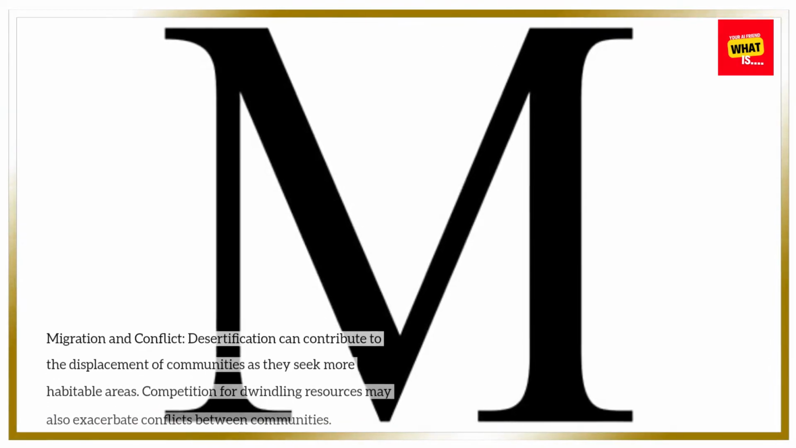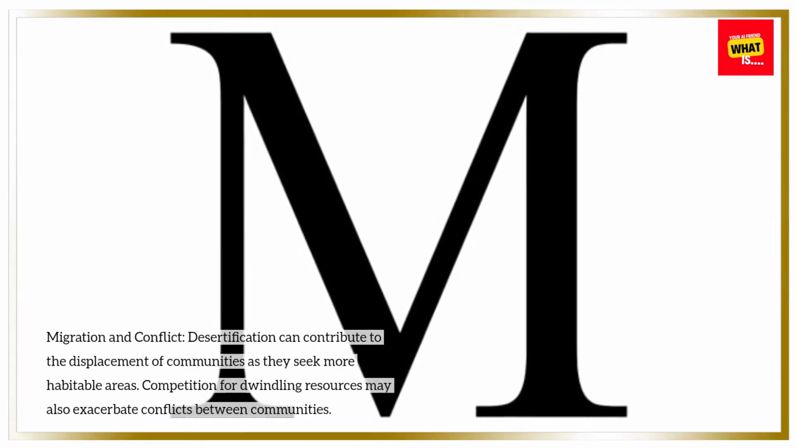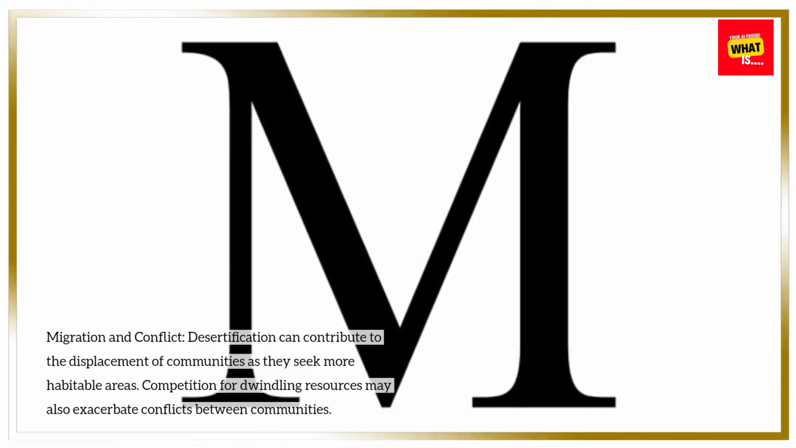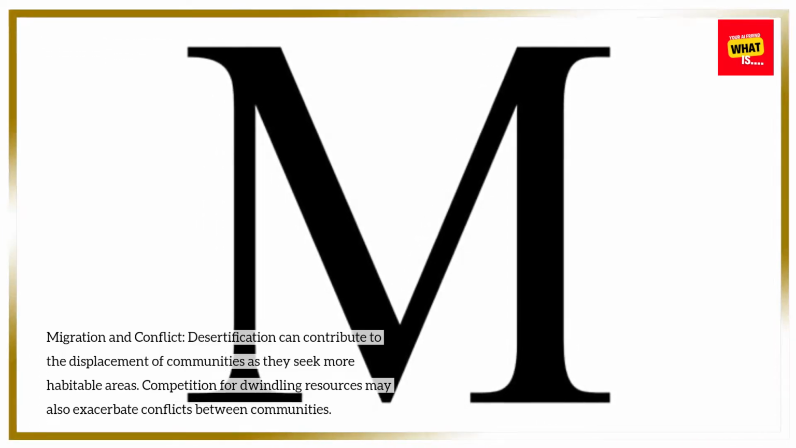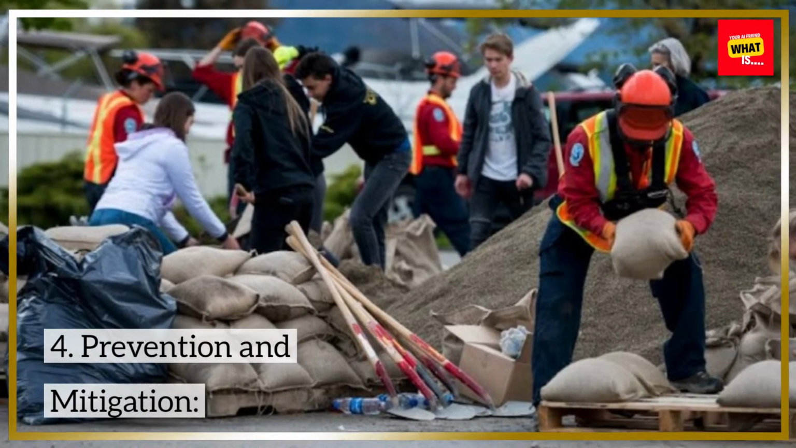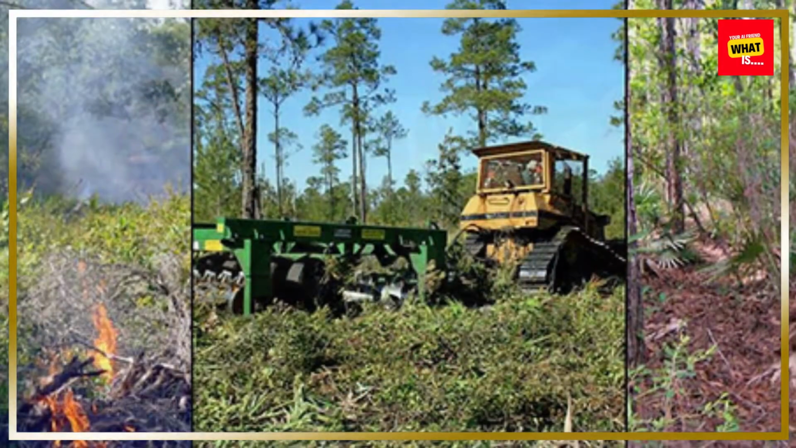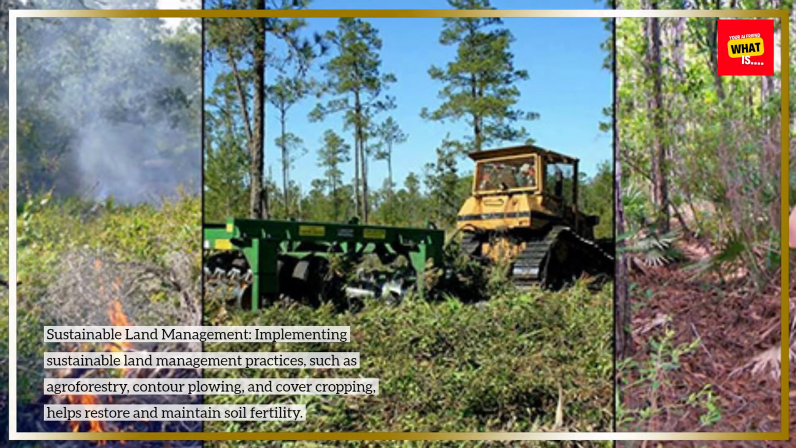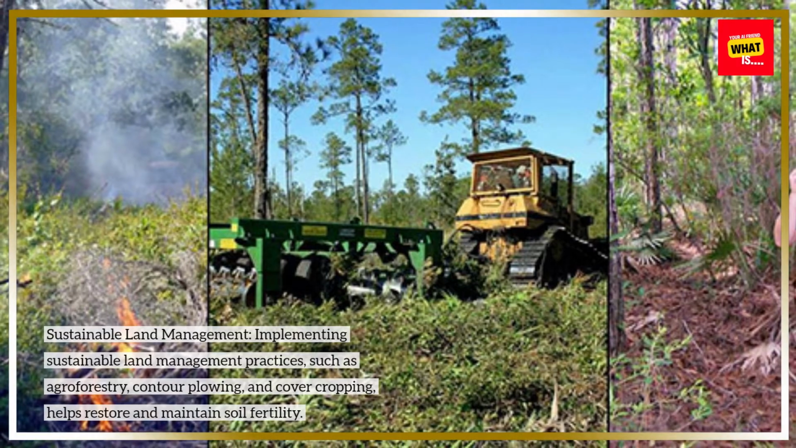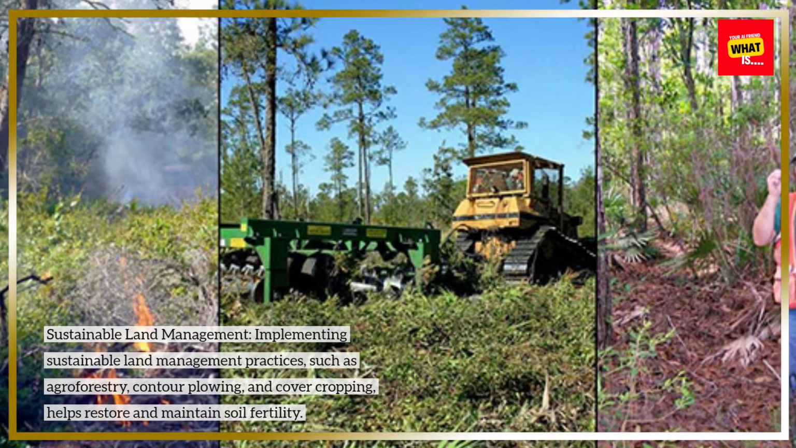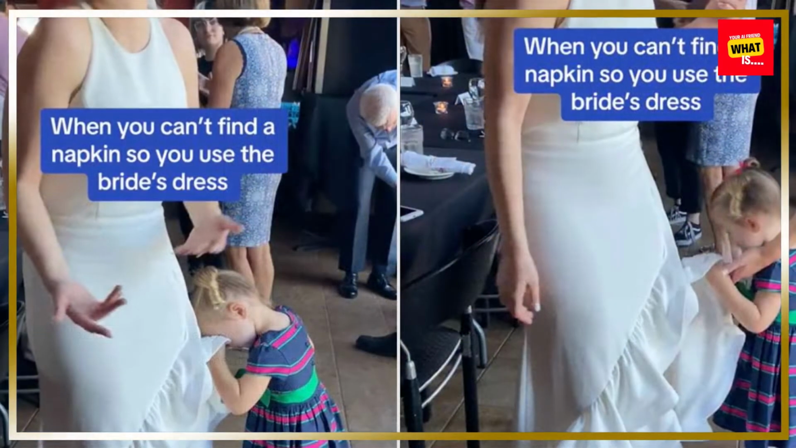Migration and conflict. Desertification can contribute to the displacement of communities as they seek more habitable areas. Competition for dwindling resources may also exacerbate conflicts between communities. 4. Prevention and mitigation. Sustainable land management. Implementing sustainable land management practices, such as agroforestry, contour plowing, and cover cropping, helps restore and maintain soil fertility.